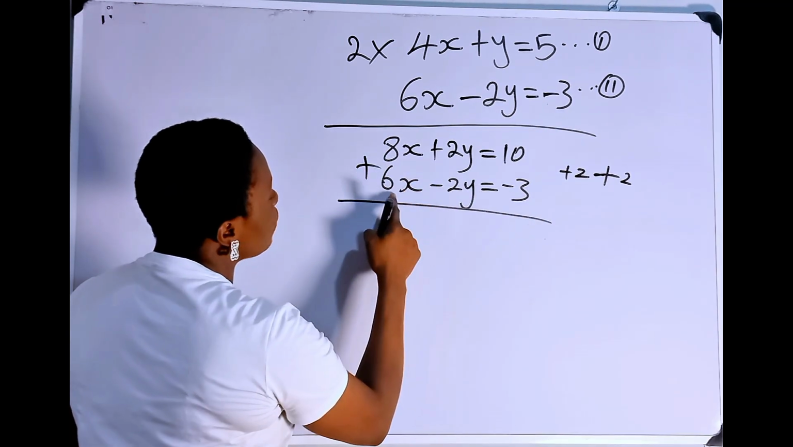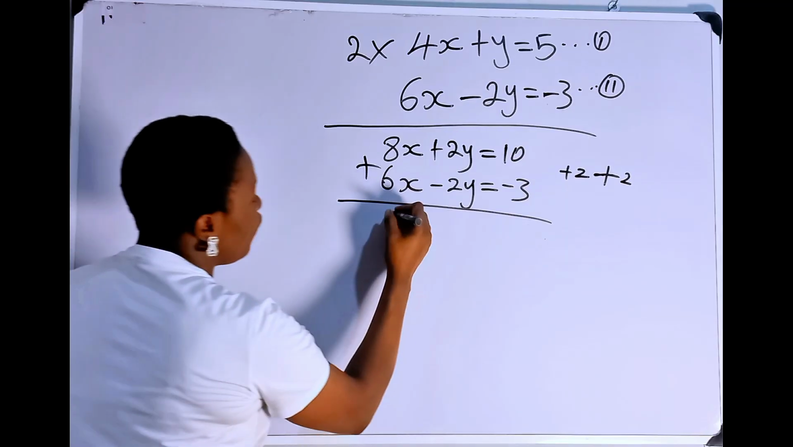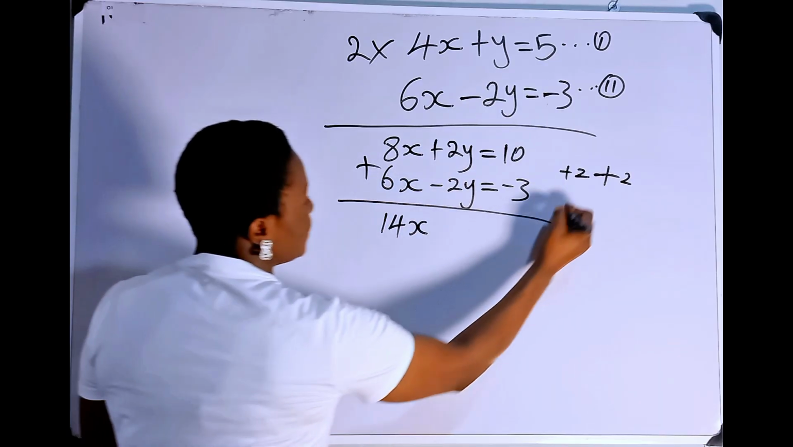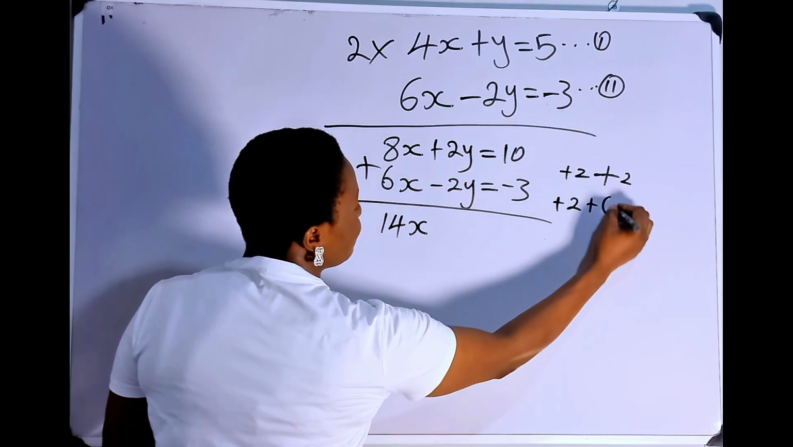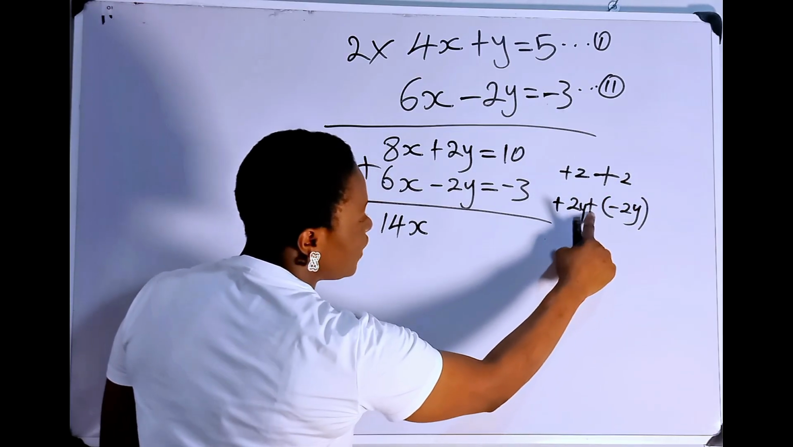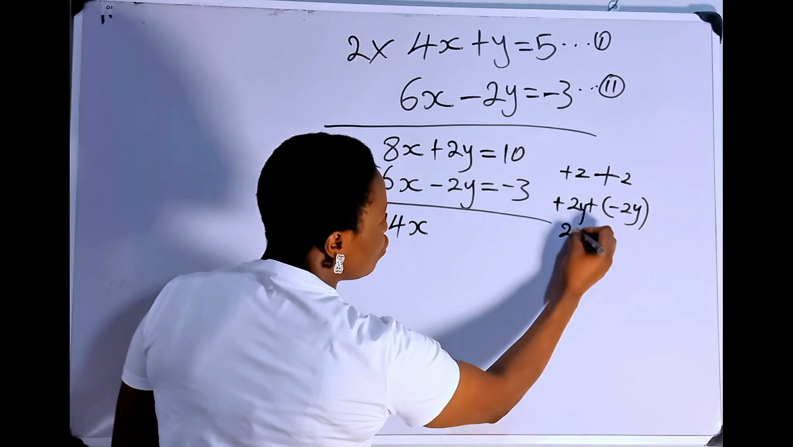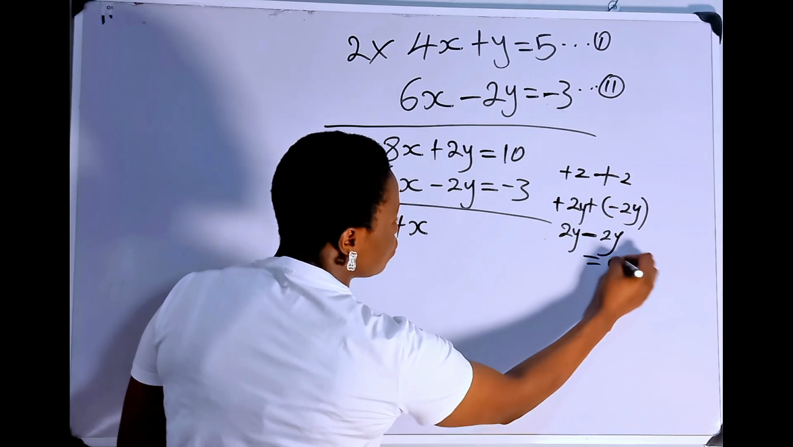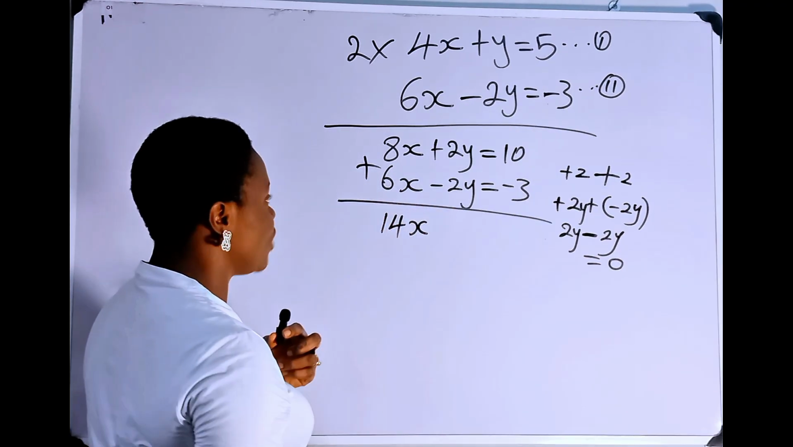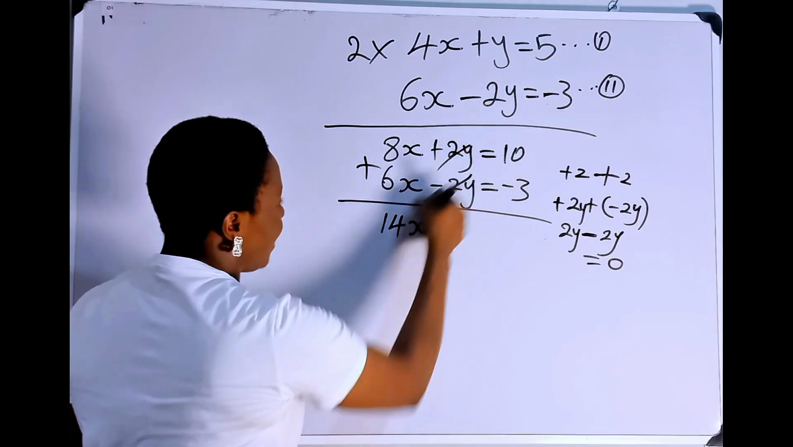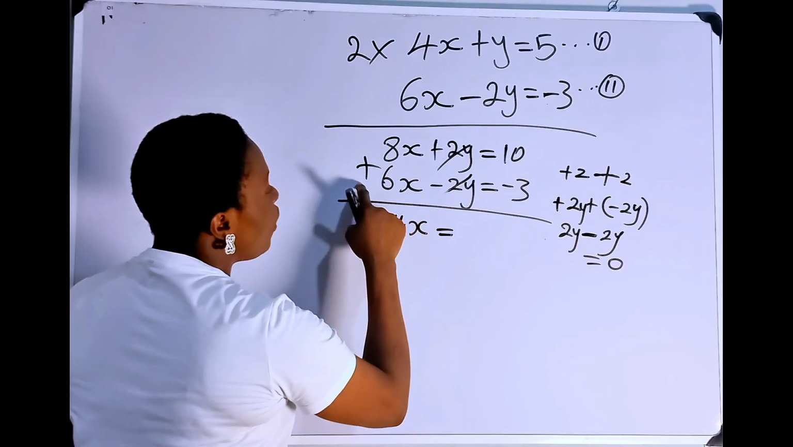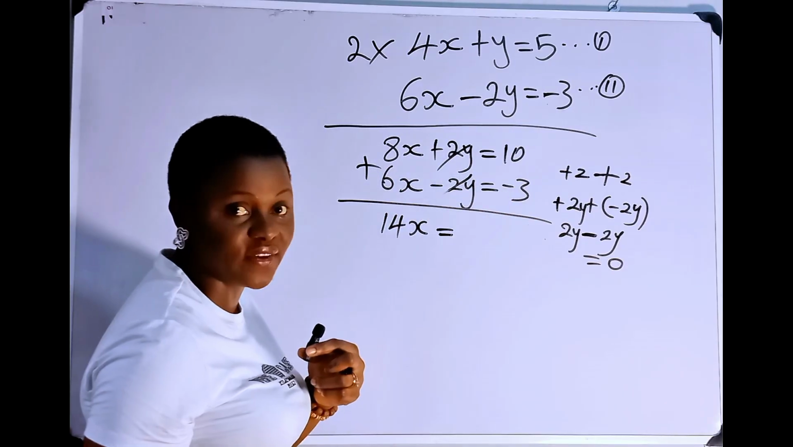Now 8x plus 6x will give us 14x. So we have 14x here, okay? Now 2y plus in brackets minus 2y. If we open this bracket, it will be minus. So we have 2y minus 2y, and that is equal to 0. That is the advantage of adding that we chose instead of subtracting, okay? So this has been cancelled out since we are adding. We now have this equal to 10 plus minus 3, which will give us 7, okay?